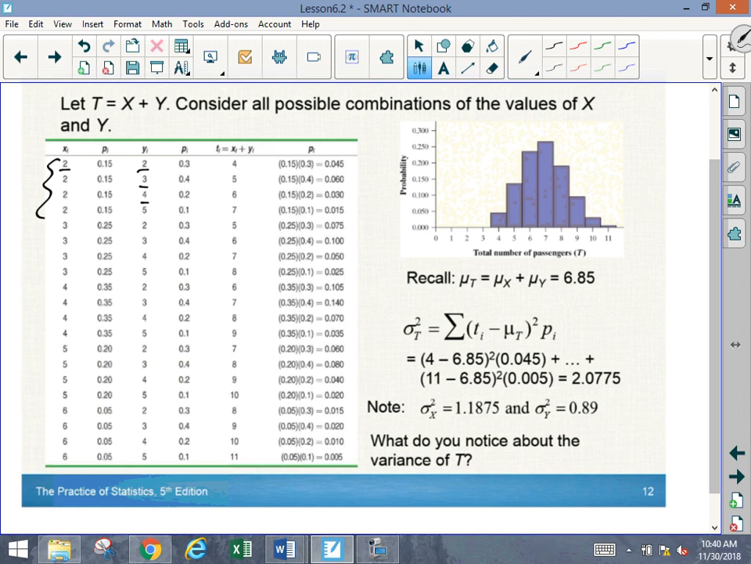And so you notice that the variance of t is just the variance of your random variable x plus the variance of your random variable y. That's really what all this is trying to get to the bottom of. But at least you can see how the variance of t was calculated. It's pretty darn complicated. It would be a very, very long bit of calculation to do by hand.